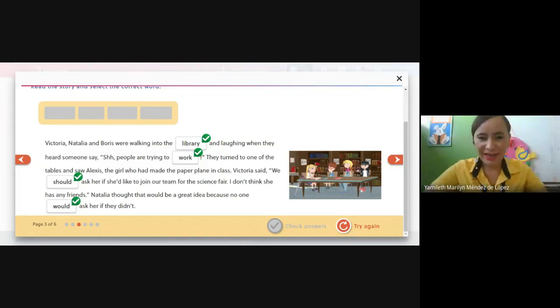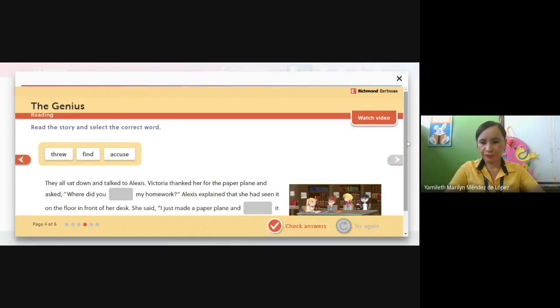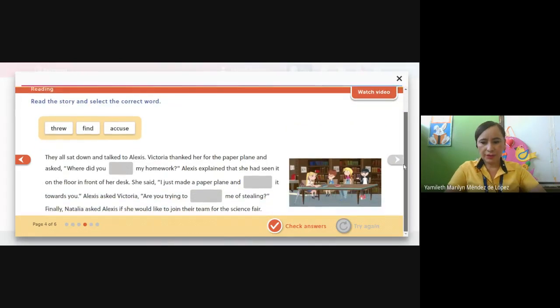Okay, excellent, Erika. Thank you for your participation. Here we have the words to complete the text. Let's continue with the next page. And this is reading 2. Read the story and select the correct word.